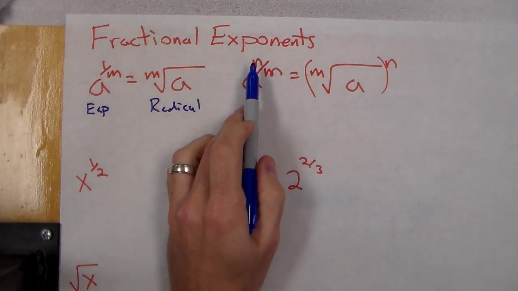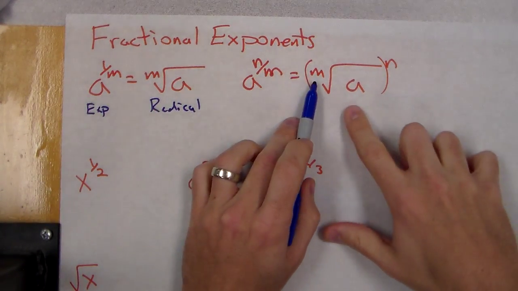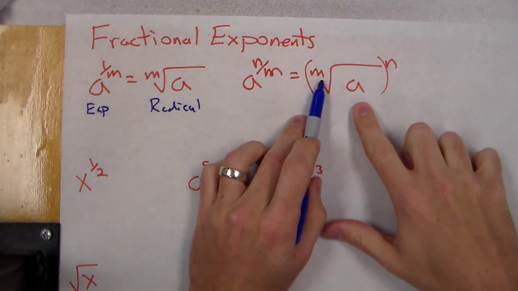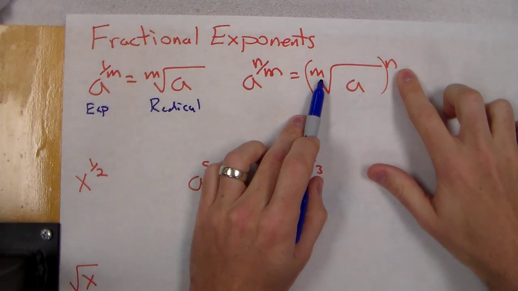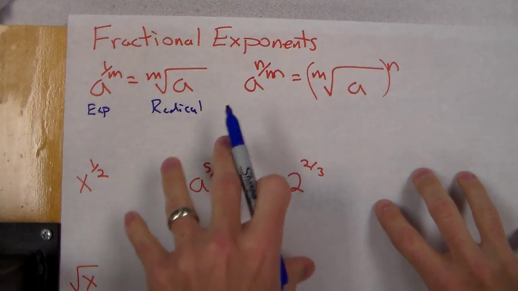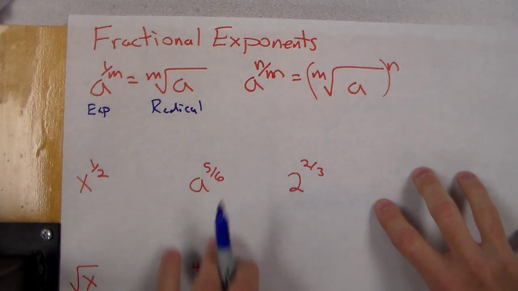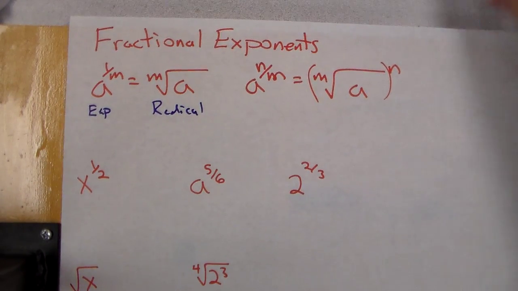We can go further and say a to the n over m has the m as the root again, and the n is now the exponent. So whenever we're simplifying here, we're going to be changing it from exponential to radical and looking for ways to simplify down to an easier number to look at.